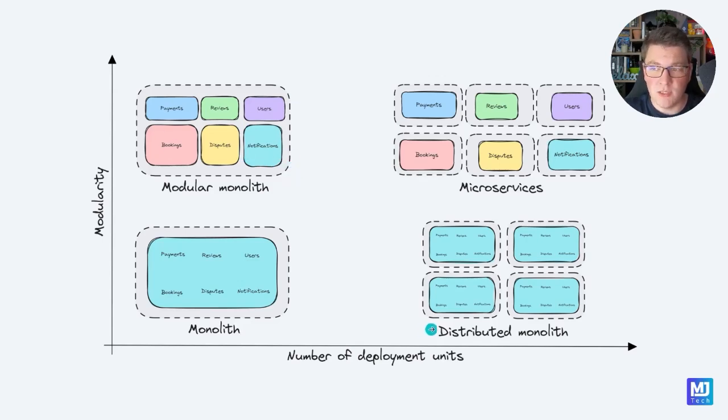A distributed monolith is probably the worst scenario you want to end up with, and this represents a system that is deployed like a microservices system, which means it has many deployment units, but it's implemented like a monolith system, which means that components are tightly coupled. You aren't able to independently deploy your services because they are so tightly coupled that if one service goes down, the entire system goes down. And then in the upper right corner, where we have many deployment units and good modularity, we have a microservices system.